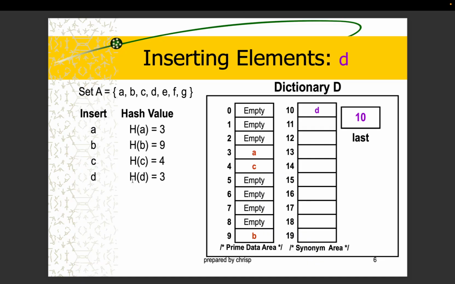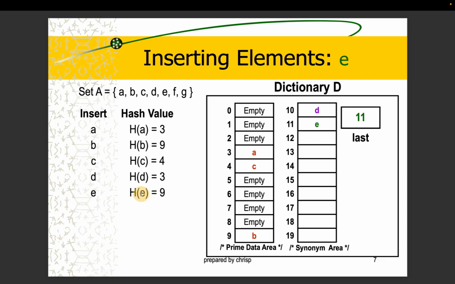For example, hash of D is 3. When I reach index 3, I see a letter A. So I have a collision here. And it says, oy, there's already someone here. So where does D go? That's the purpose of your synonym area. We will automatically move our synonym to the synonym area. So what we did is, we increment the last, then insert the element in the synonym area.